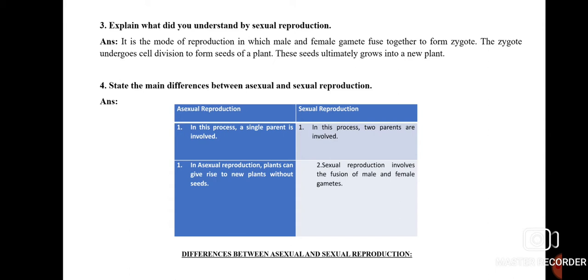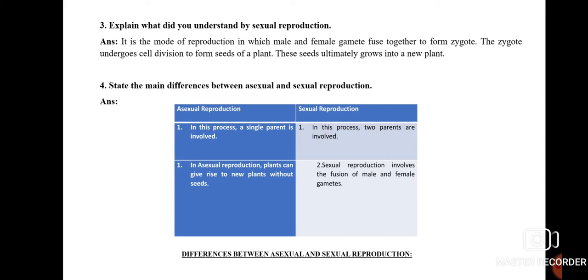Now the male gamete is present in the male reproductive organ, that is the stamen. In which part of the stamen? In the anther of a stamen, which produces and stores the pollen grain. And the female gamete, where is it located? It is located in the pistil, that is the female reproductive organ.